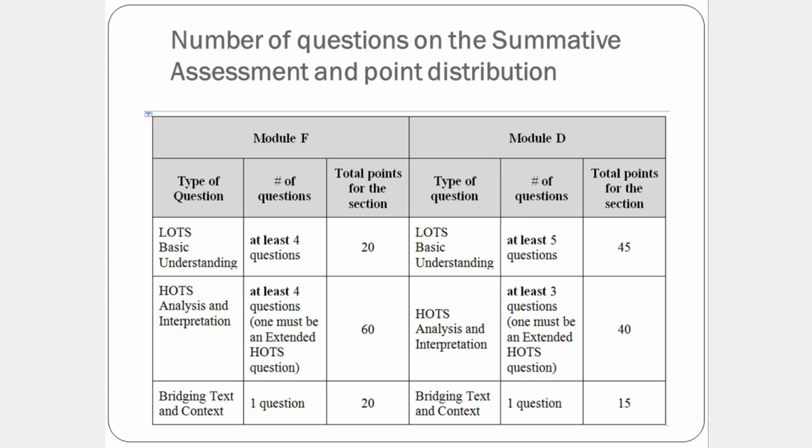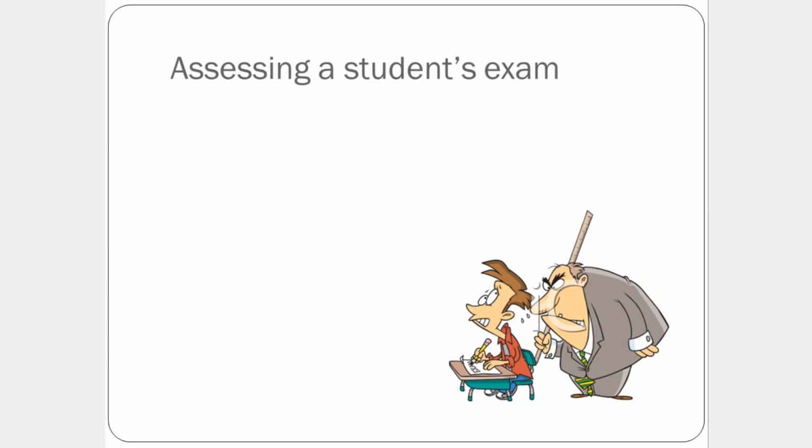Pay attention just for a moment to the difference between the demands of Module F, which put more emphasis on the HOTS questions, as opposed to Module D, which puts more emphasis on LOTS questions and a more equal percentages. The bridging question for F is worth 20 points, whereas on D it's worth 15.